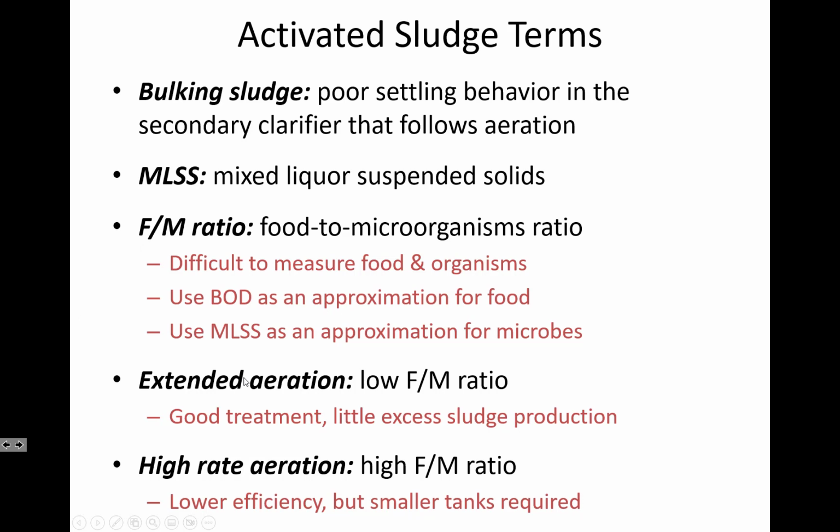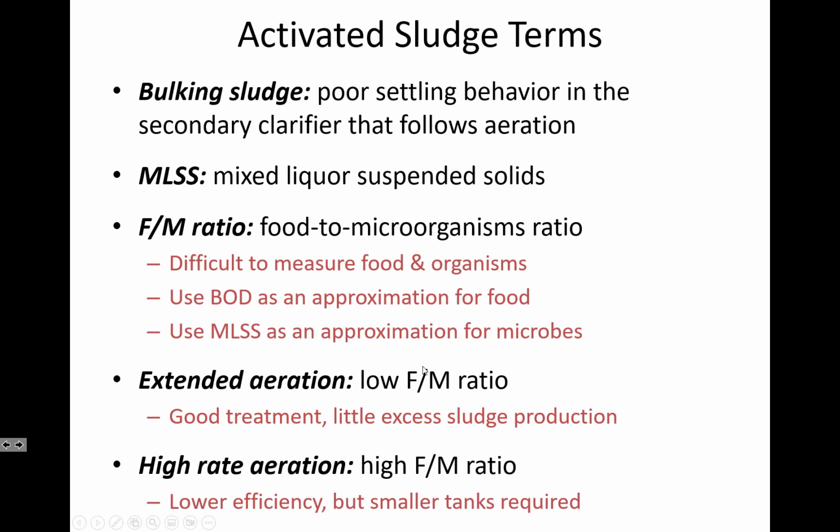So at one end of the spectrum of how heavily we favor either the food or the microorganisms is if you have a very low F to M ratio, then that means that you are having a little bit of food for a lot of microorganisms. And the advantage of that is that the microorganisms are going to be breaking down every speck of the food that they can find. And the predator microorganisms are going to be consuming the prey microorganisms.